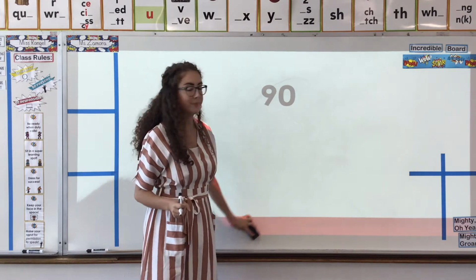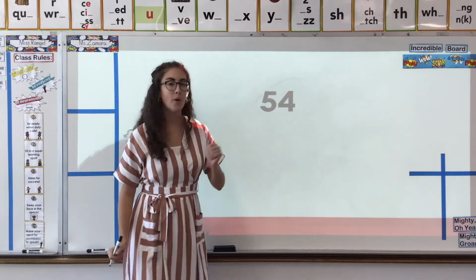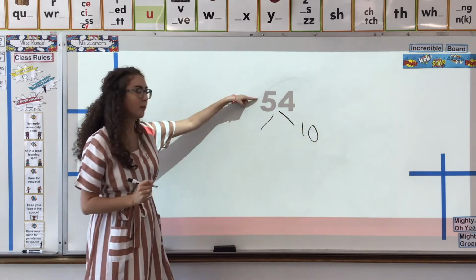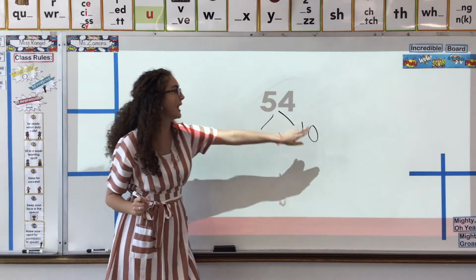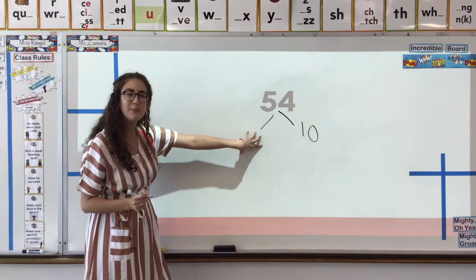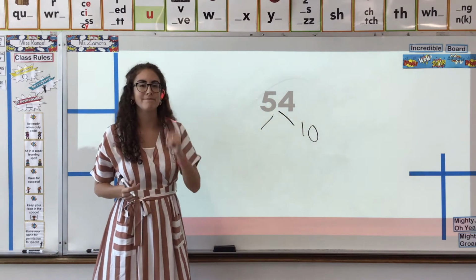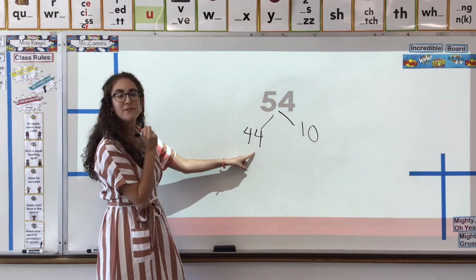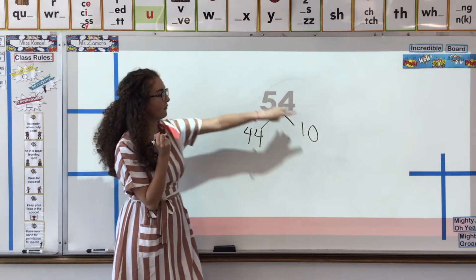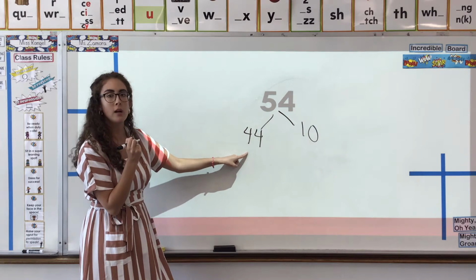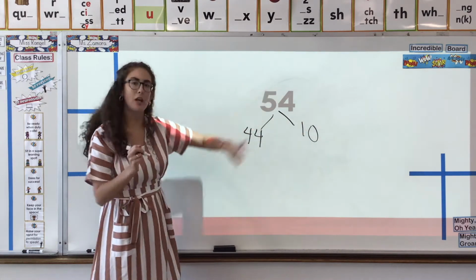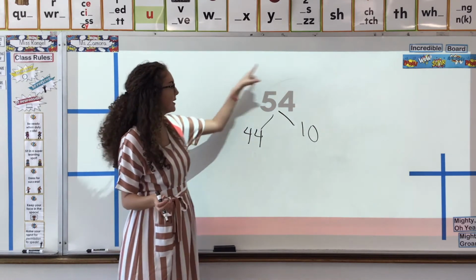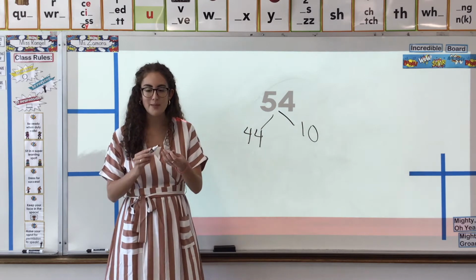Okay, what about this one? 54. We're going to do the same thing. Take out a 10. What's left? 5 tens. We took out 1. What would be left over? There would be 4 tens. So there would be 44 left over. 54 minus 10 equals 44. Or 44 plus 10 equals 54. That is what is so awesome about math. This number bond can show so many different problems.